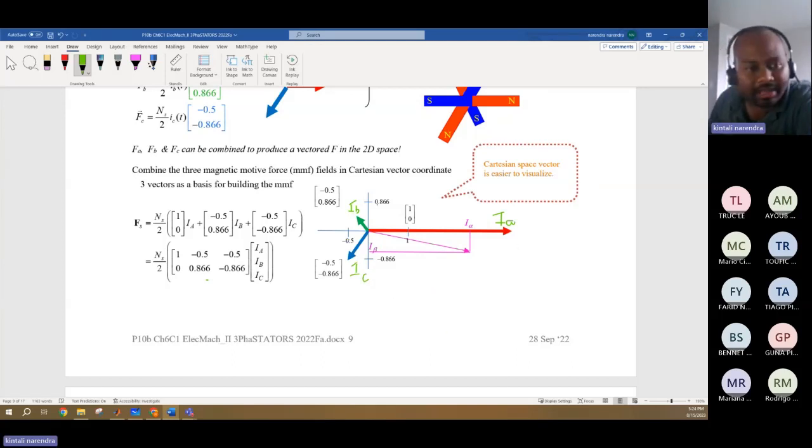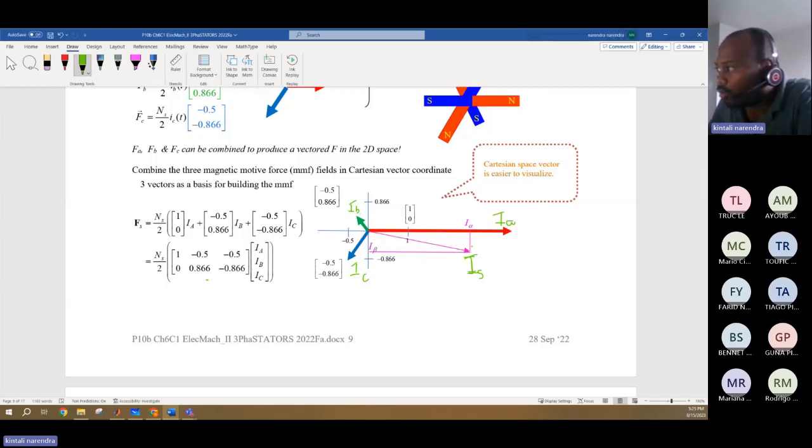These three currents, IA and IB and IC, produce one resultant magnetic field, which is known as IS. How you find this IS is very important. That is what gives the angle of the stator.